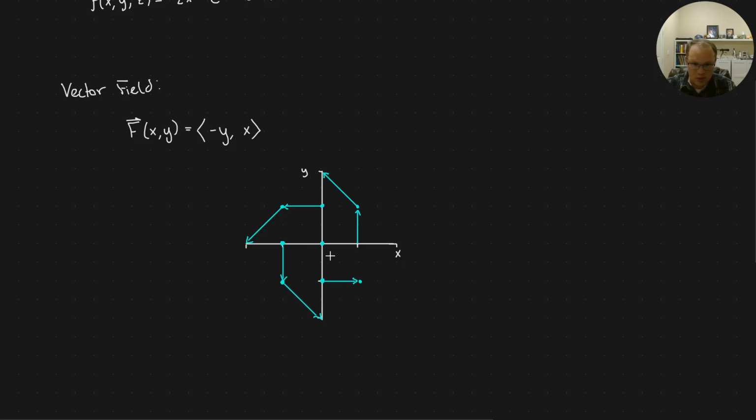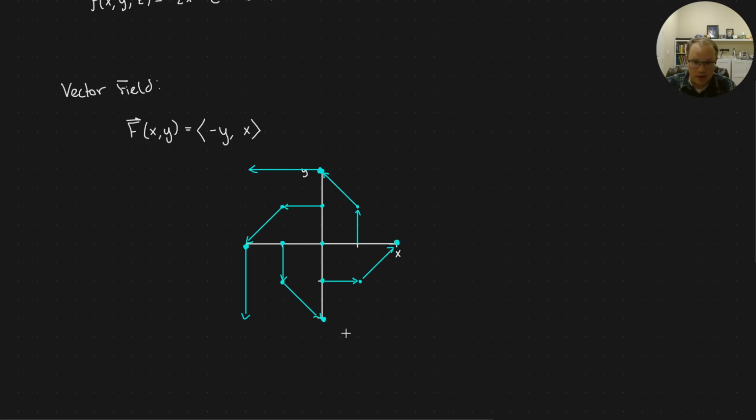If I plug in this point, which is 1, negative 1, I would get 1, 1. Okay. And let me just add a couple more just to fill it out just a little more. If I plug in this point here, which is 0, 2, I'd get negative 2, 0. If I plug in this point here, which is negative 2, 0, I get 0, negative 2 as the vector.